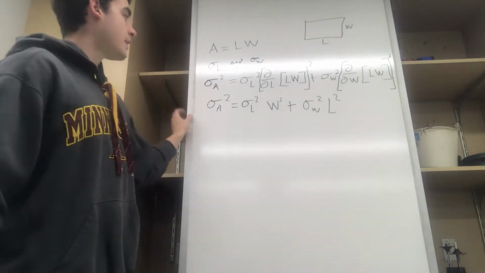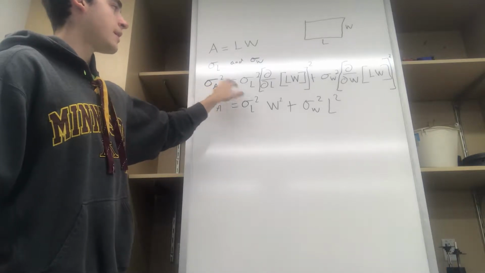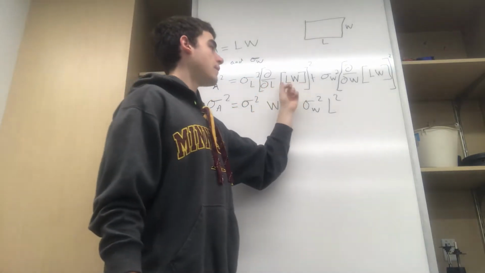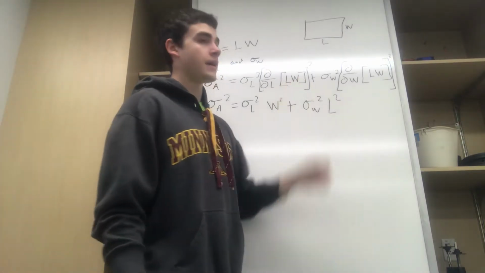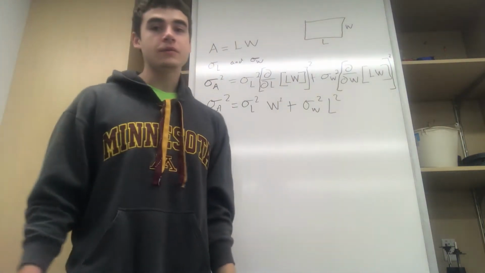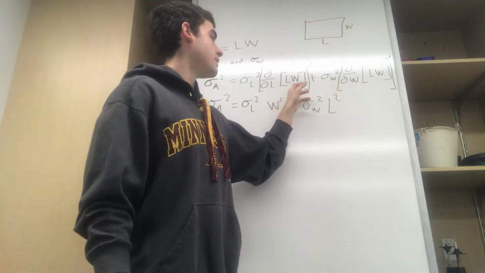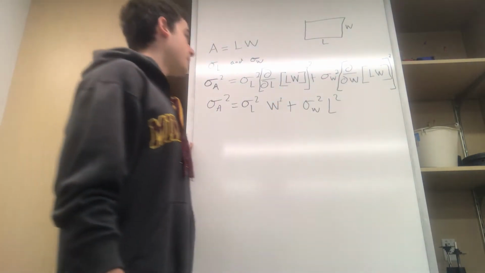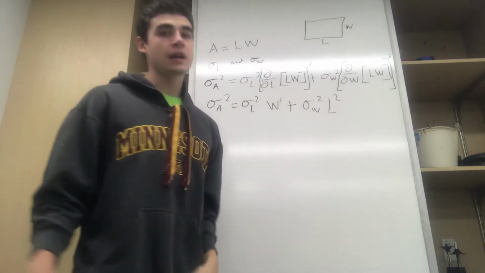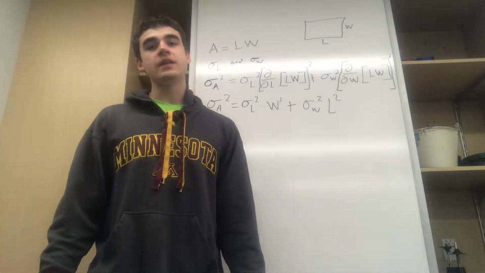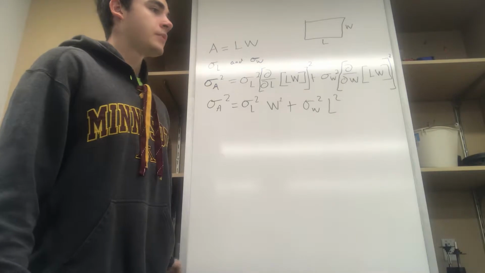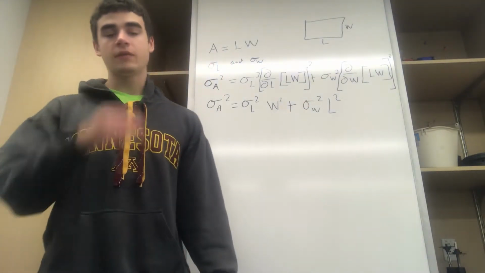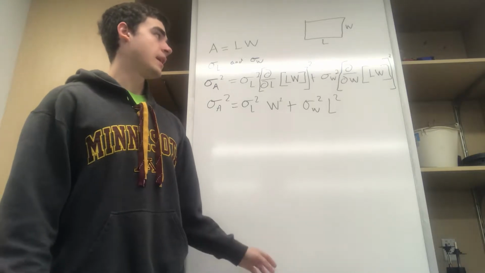So the formula is: the uncertainty in the area squared is the uncertainty in the length squared times the partial derivative of the formula for area, squared. A partial derivative just means that you treat w as a constant and you differentiate with respect to length. So this is pretty much just d/dL of length times width, and width is just a constant. So you will be able to take w out of the derivative because it's just a constant in this case.